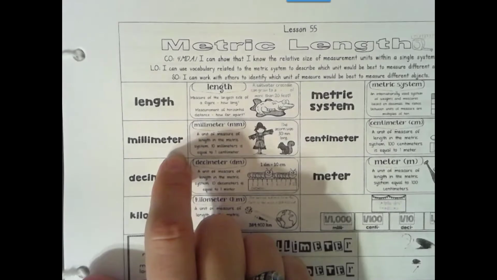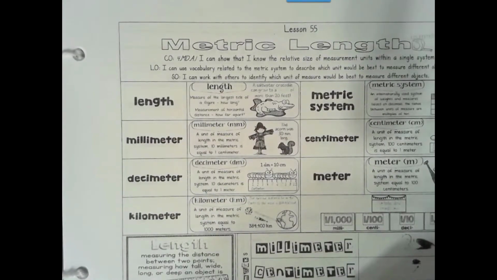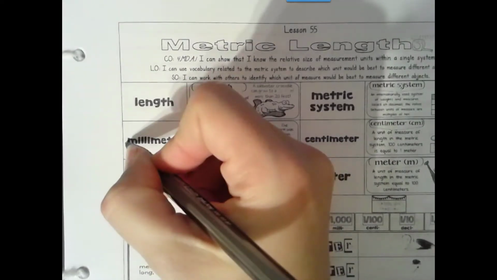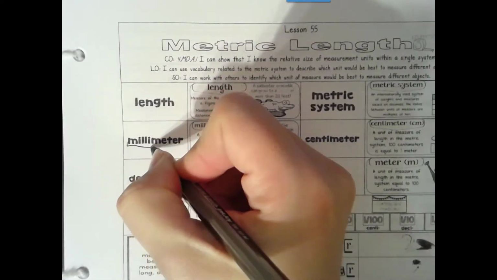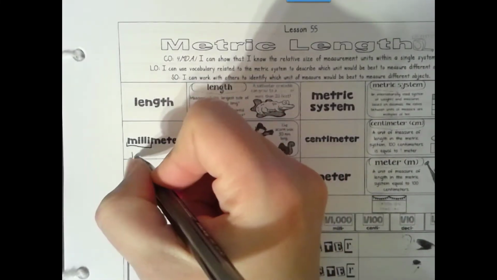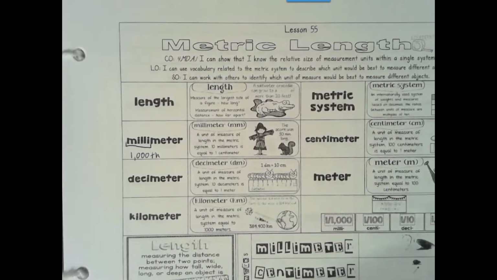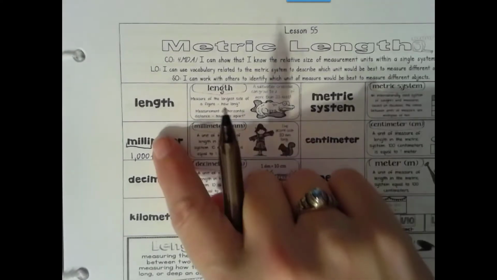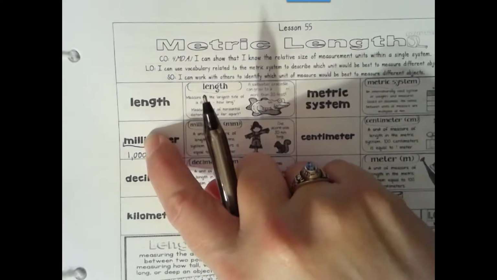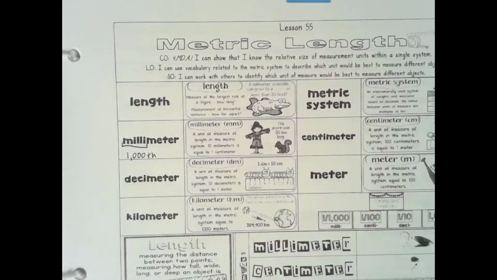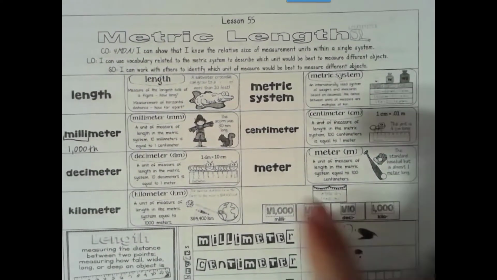Millimeter, a unit of measure of length in the metric system. 10 millimeters is equal to 1 centimeter. Well, mil means 1,000, but milli would be thousandth. So it puts it in the decimal, the thousandth place. Where just mil is different than milli, but they're very close.